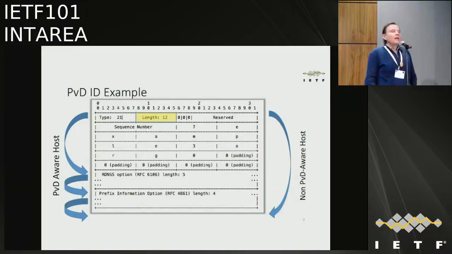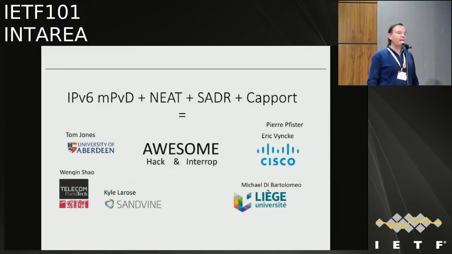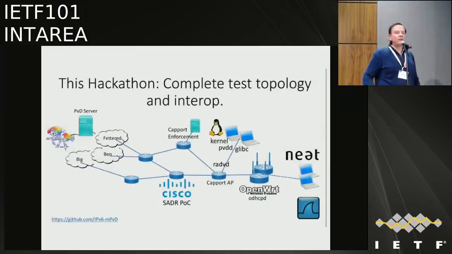Next slide. Implementation status: nothing has changed compared to Singapore. We make progress on Linux, obviously. Next slide. At the hackathon, as I said, we worked together with two universities, Liège and Aberdeen. Of course, some people from Cisco, but Kyle as well from Sunvine, and another university, I forget, Wenshin from Telecom Paritech. Basically, it was the mix of PVDs on Linux, a need which is in another TAPS project, source address dependent routing, because we like this, and CAPPORT, which was done by Kyle. Next. So that's basically all the pieces we touched, and in all those pieces we're using the new IANA code.